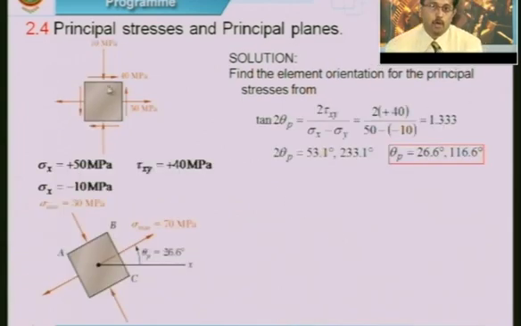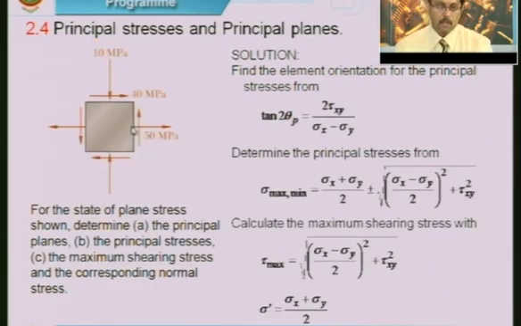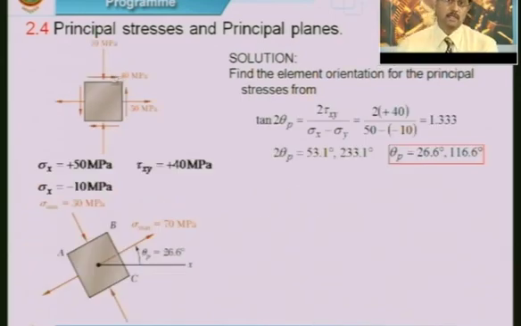Okay. So, in the earlier figure, 40 megapascal is the shearing stress acting, which is positive. 50 megapascal is the normal stress, which is sigma x, which is positive, whereas 10 megapascal is compressive, which is negative. That is what is indicated here again. These are the values that are given. So, the solution is, we have this equation for the principal planes.